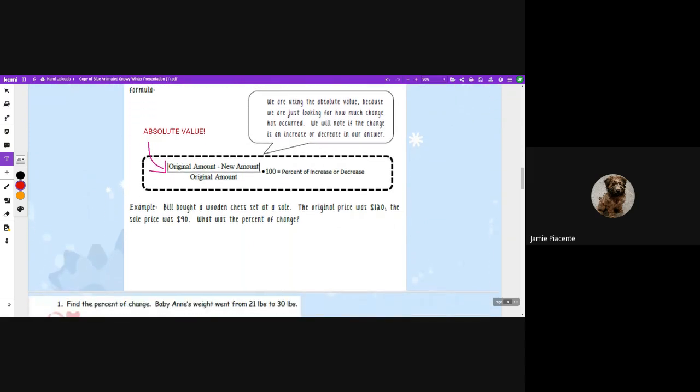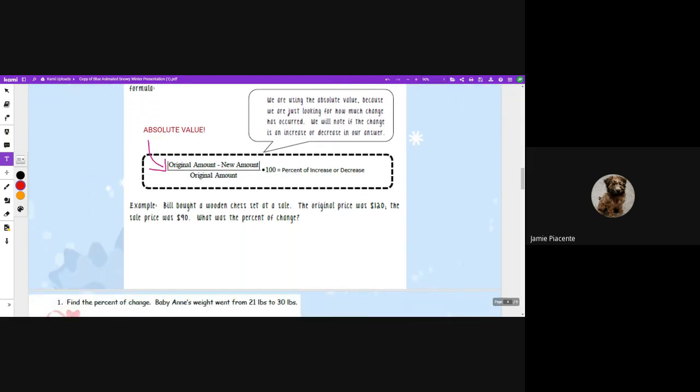So let's look at our first example. Bill bought a wooden chess set at a sale. The original price was $120. The sale price was $90. What was the percent of change? So I was at $120 and I went to $90. Did my price go up or down? From $120 to $90, it went down. So this is a percent decrease. That's part one. That's all you have to do.